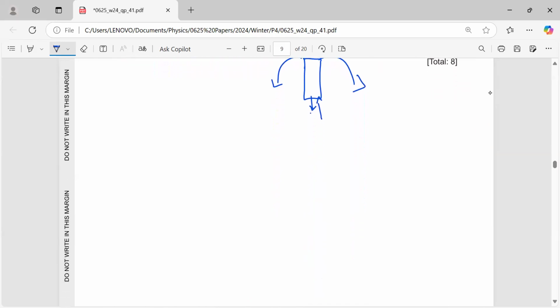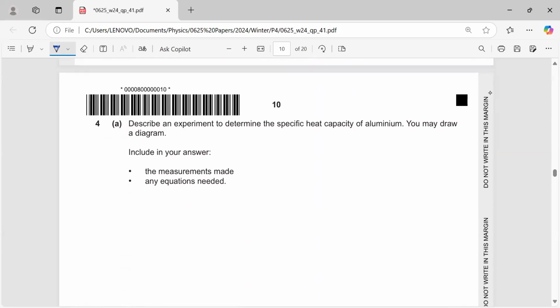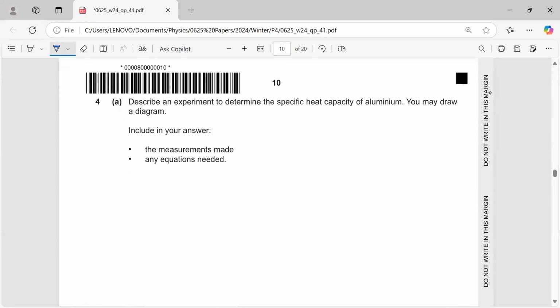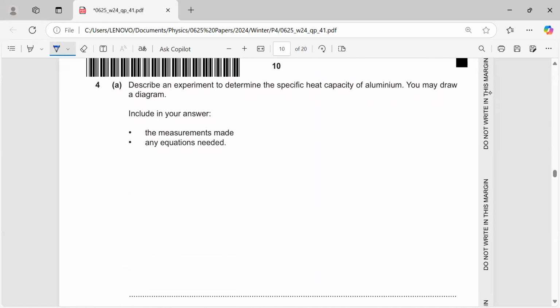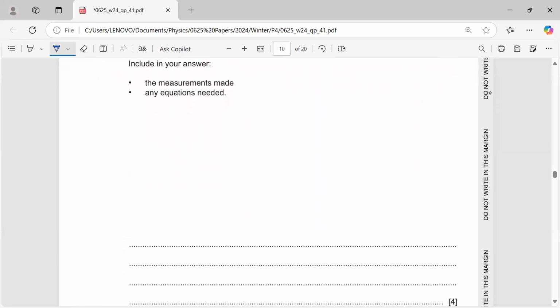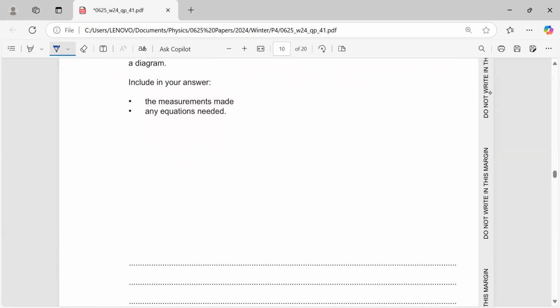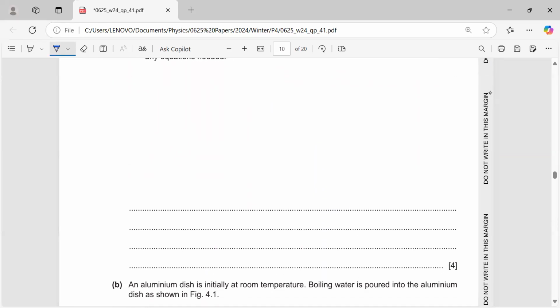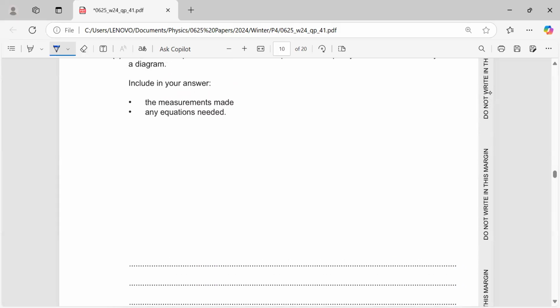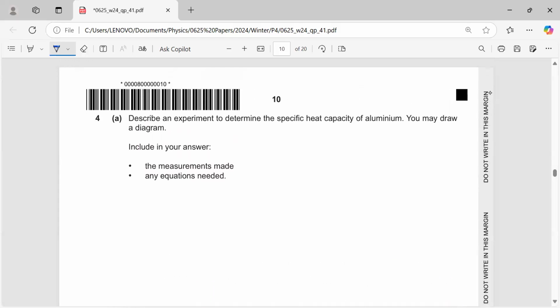So till here we have completed our three questions. Moving toward the fourth question: describe an experiment to determine the specific heat capacity of aluminum. You may draw a diagram, include in your answer the measurements made and any equation which is needed, and this question is 4 marks. So let's start.